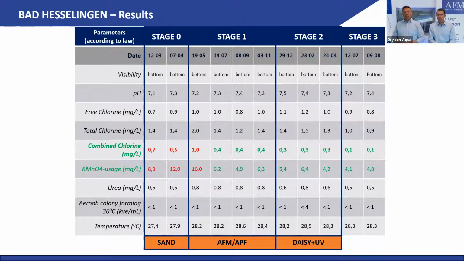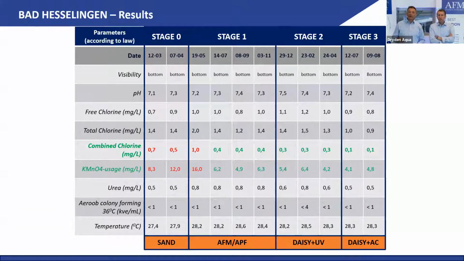After this stage, we stopped the UV and added carbon. And then you see with the carbon, we got to 0.1, which was definitely the best result. And again, KMnO4 more or less the same. So really two learnings on this. UV helps in the combined chlorine, and carbon helps even more. KMnO4 is more or less unchanged.